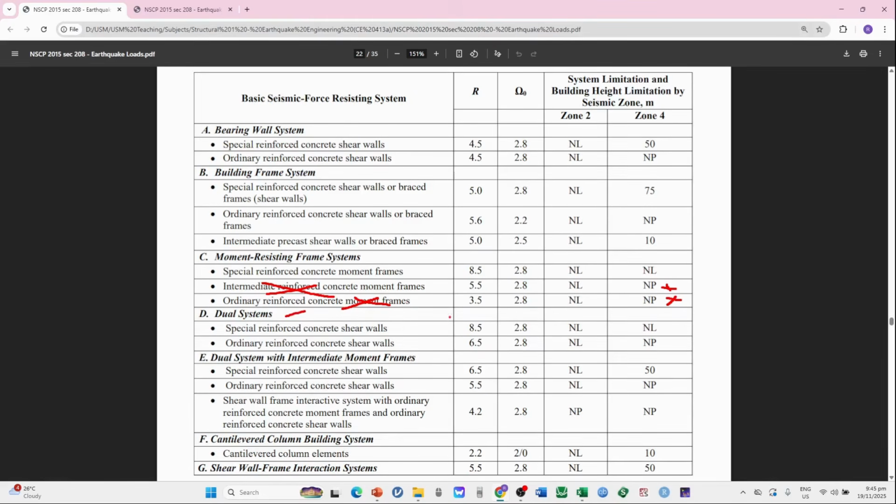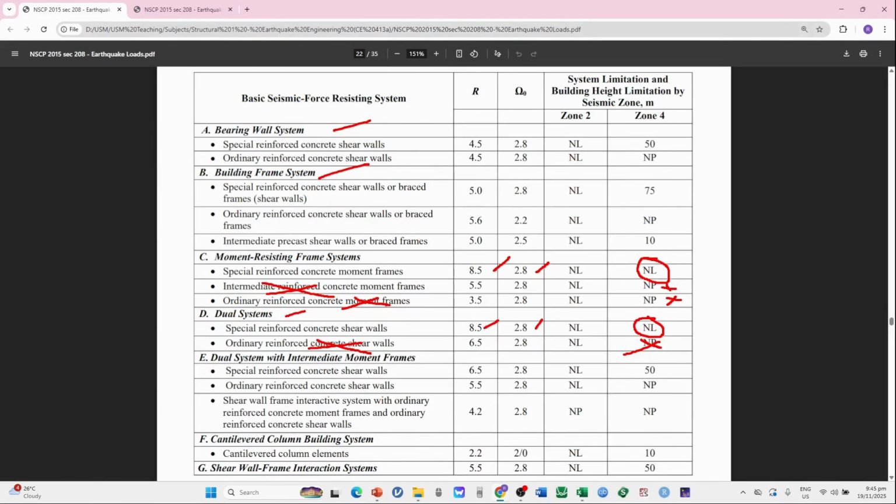So we go to the dual systems. So ordinary reinforced concrete shear walls is not permitted. But the special, same with this one, special. So dual systems, special reinforced concrete shear walls and moment resisting frames has the same R and omega. So they are almost the same. So you just choose. It's either special reinforced concrete shear walls or special reinforced concrete moment frames. So that's it, no? And always remember, the bearing wall system and building frame systems has limitations.